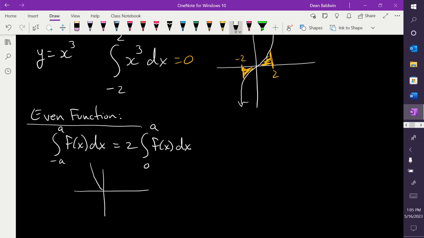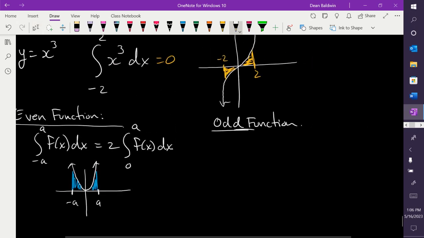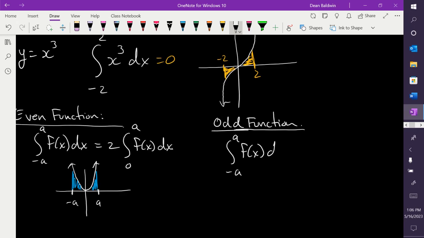So the visual is, I can just do a parabola. Here's the visual. Call this -a, call that a. That area and that area are the same, so it's just 2 times the area from 0 to a. If it's an odd function, then the integral from negative a to a of f of x dx is equal to 0.